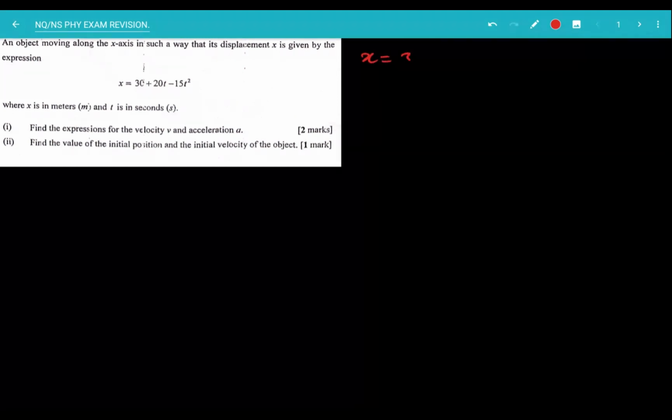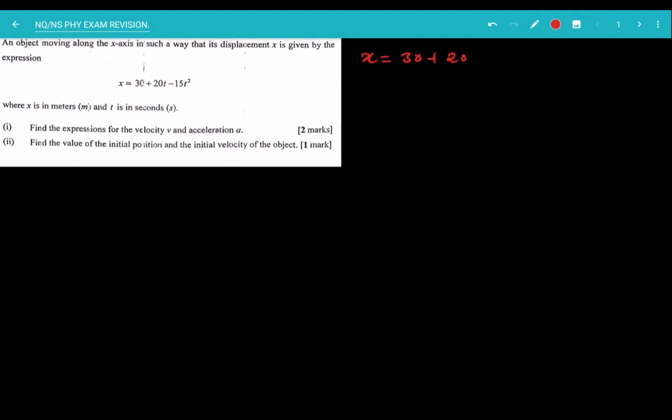Alright, so it reads to say an object moving along the x-axis in such a way that its displacement x is given by the expression. So the expression is saying x is equal to 30. So let's write this. x is equal to 30 plus 20t minus 15t squared, where x is in meters and t is in seconds. Find the expressions for the velocity v and the acceleration. All right, let's work on this guy.